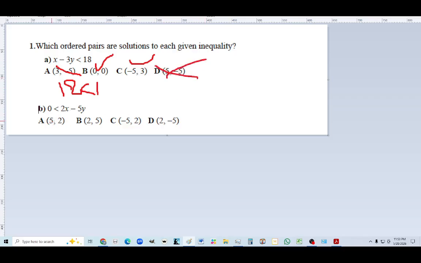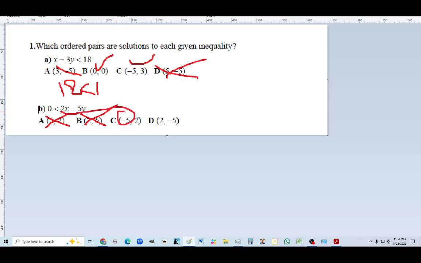You do the same thing here. You plug in the 5 here. You get 10. 2 here. 10 minus 10, 0. Is 0 smaller than 0? No, it's right on the line. 2 comma 5. 2 in here. 4 minus 10 is minus 6. So is 0 smaller than minus 6? No, 0 is not smaller than minus 6, so no.